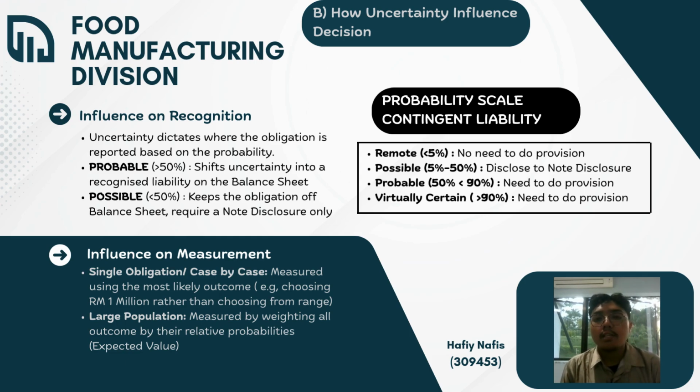If we were managing a large population of independent claims instead, we would use an expected value model by weighting all potential outcomes by their relative probability. That's all for me. Thank you.